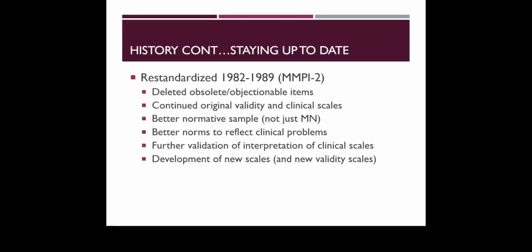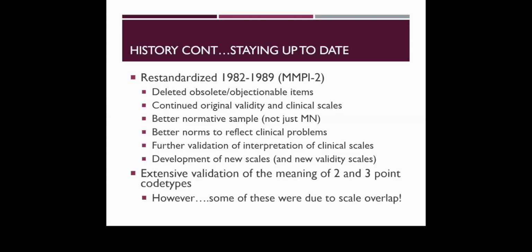In any event, that's a lot of scales, 34 scales, 567 items, and we still had this big problem that there was so much overlap. There was item overlap, which contributed to the high correlations between the scales. They had developed these code types, mostly 2-point or 3-point code types. There were patterns of scales that went together. So you'd have a 2-4 or a 4-9 or a 2-7-8. And that then were empirical correlates of that sort of pattern.